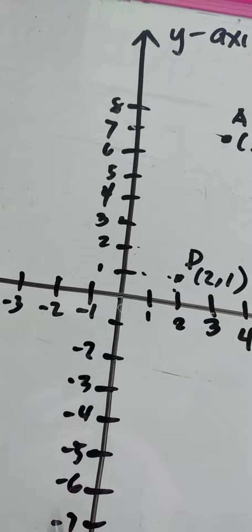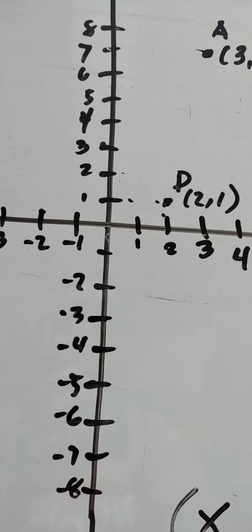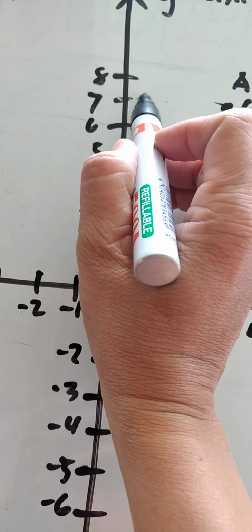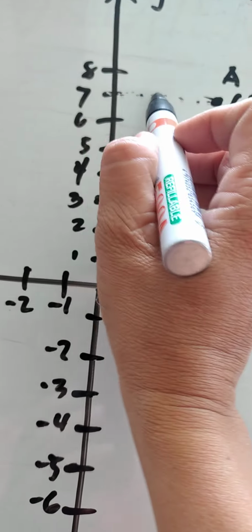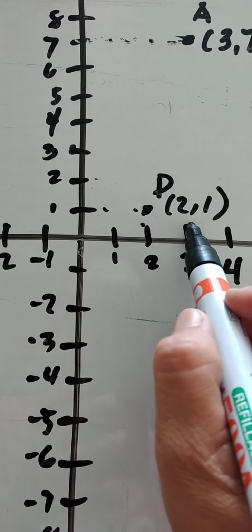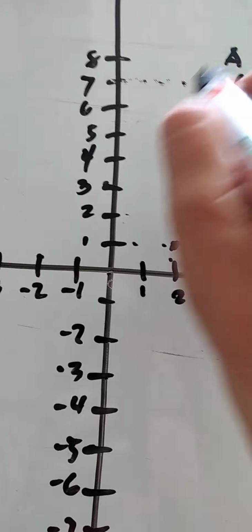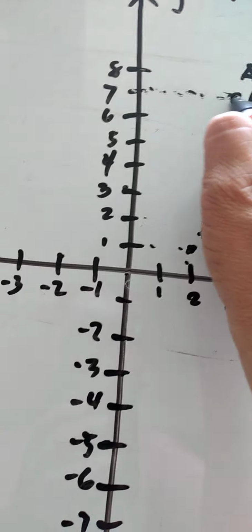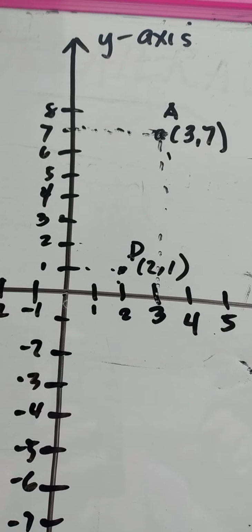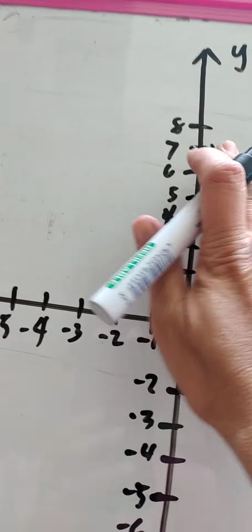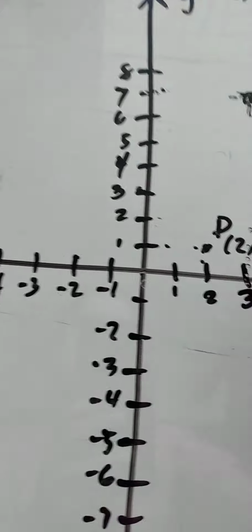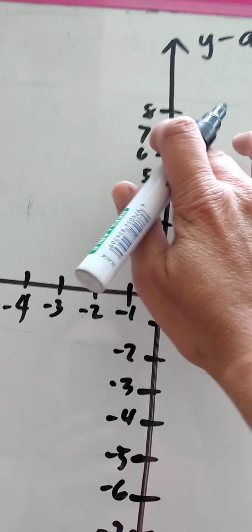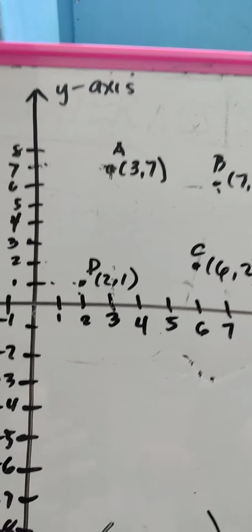So it's here. So that you can be sure, you can make a broken line. So that's 7, this is 3, and the intersection is your point. Okay? 3, 7. And then erase, if you please, so that you don't get confused. That's your point A.